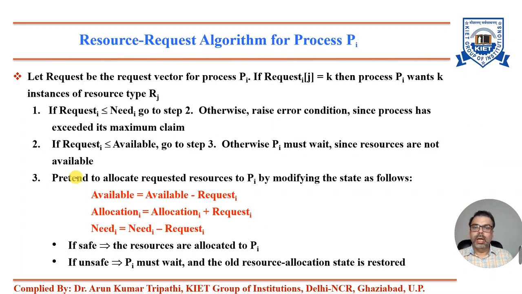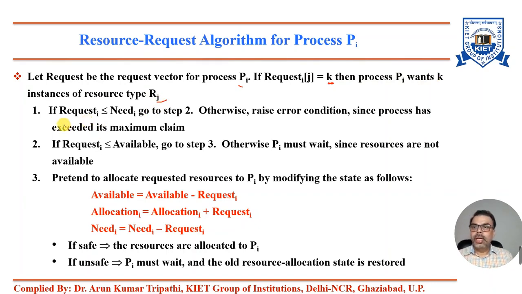Now, how does the Banker's algorithm work? Let Request be the request vector for the process Pi. If Request[j] is equal to k, it means process Pi is requesting k instances of the resource type Rj.